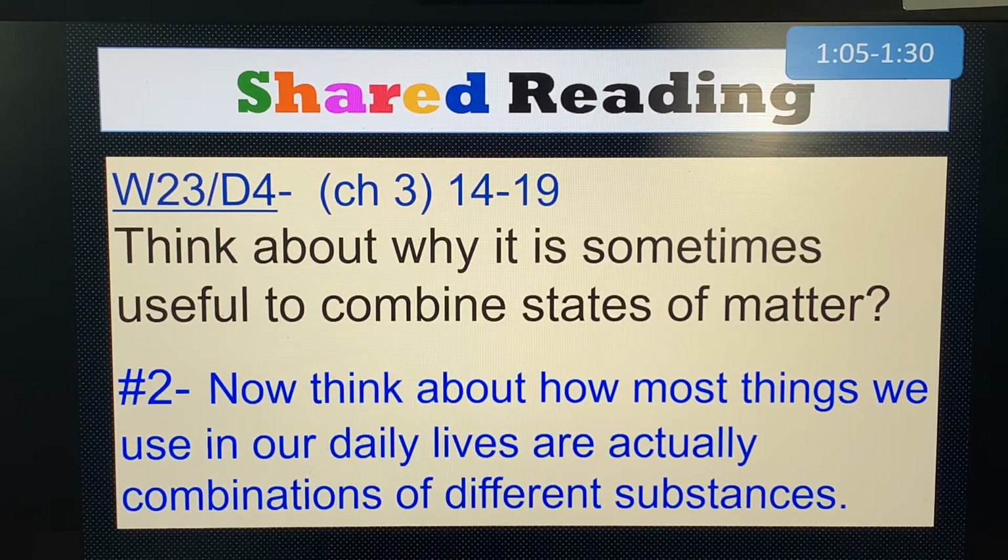Some foods are also mixtures. Milk is a mixture of water and droplets of liquid fat. Mixtures of two liquids are called emulsions. Whipped cream is a foam of air bubbles in a liquid.